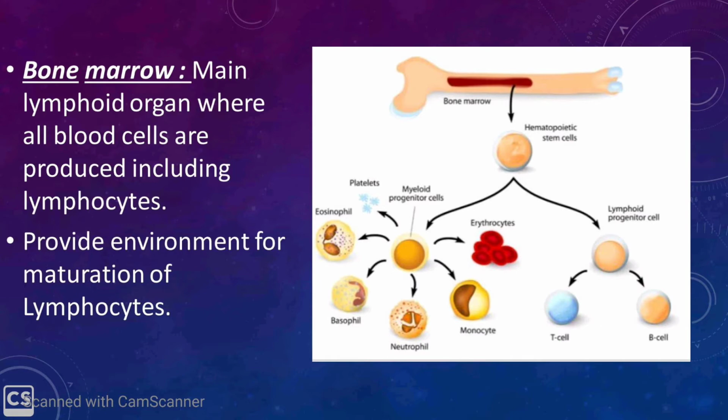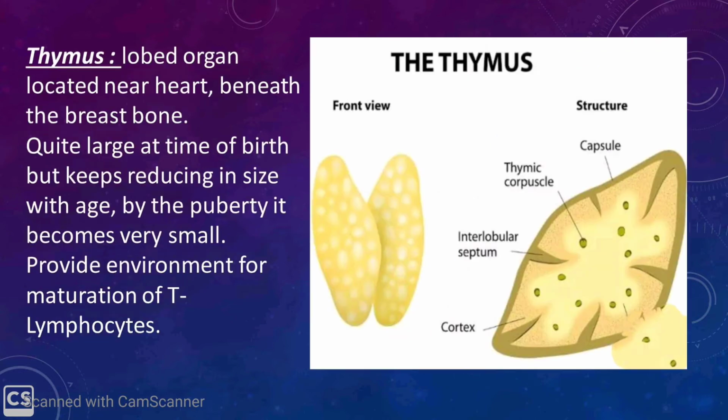Hemopoietic stem cells are present in the marrow which differentiate into red blood cells, white blood cells and platelets. In white blood cells, B cells and T cells are also formed. Thymus. It is a lobed organ located near the heart beneath the breastbone. It's quite large at the time of birth, but keeps reducing in size with age. By puberty, it becomes very small. It provides environment for the maturation of T lymphocytes which migrated from bone marrow.